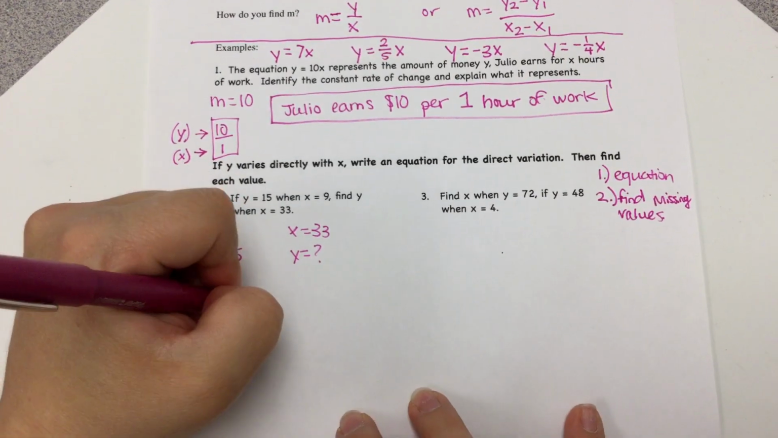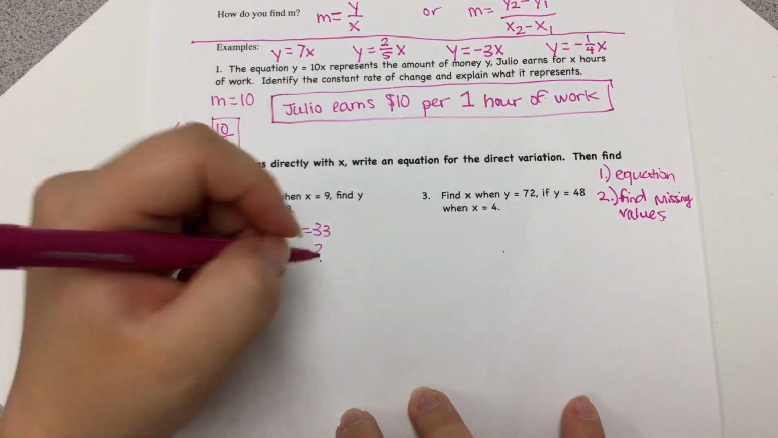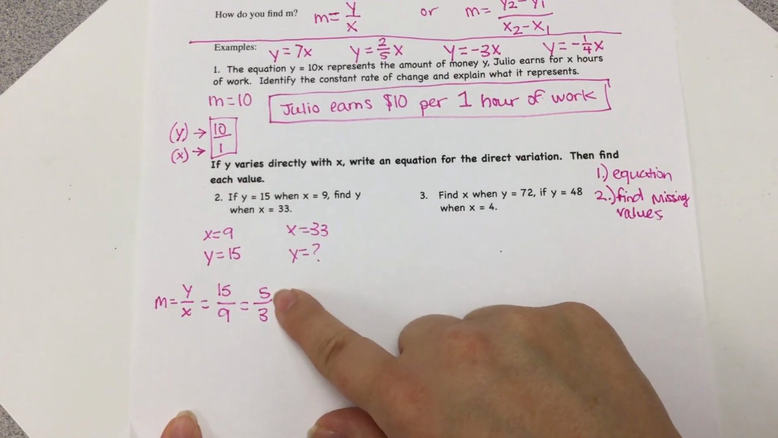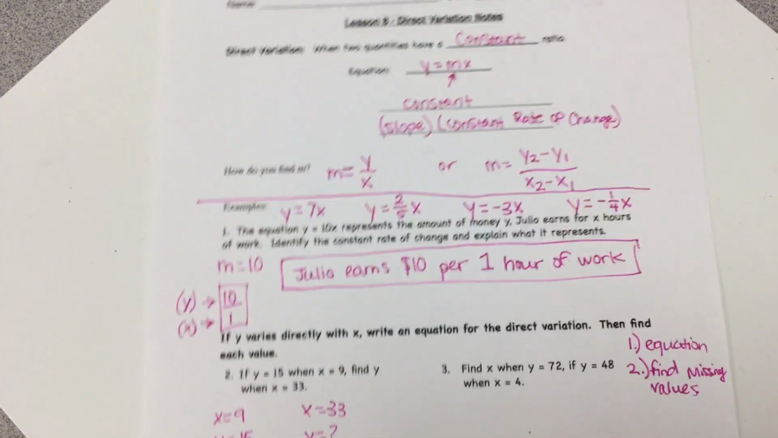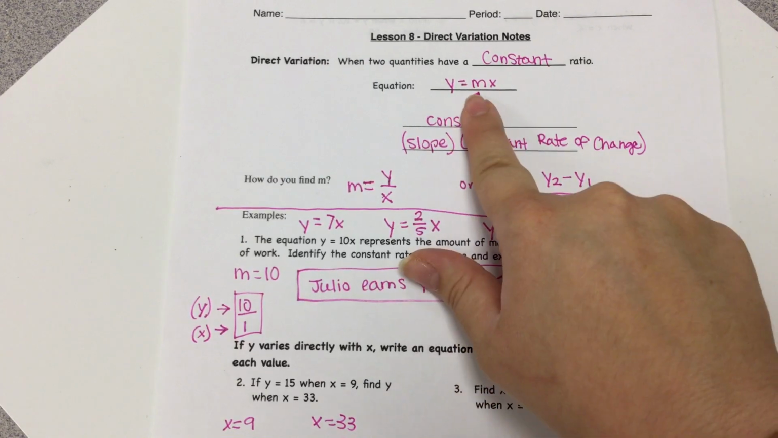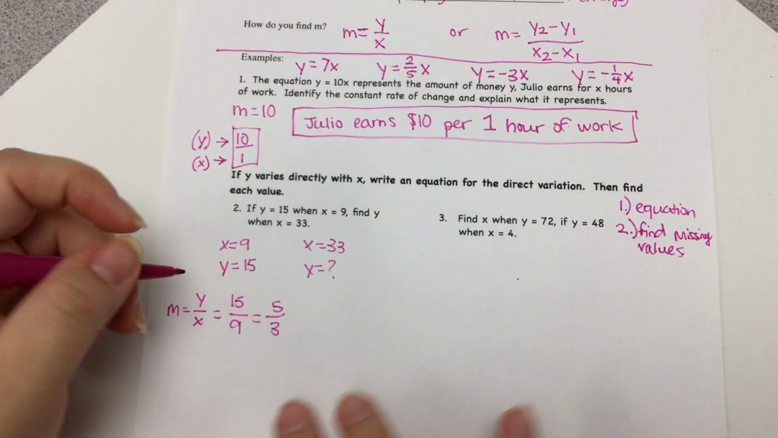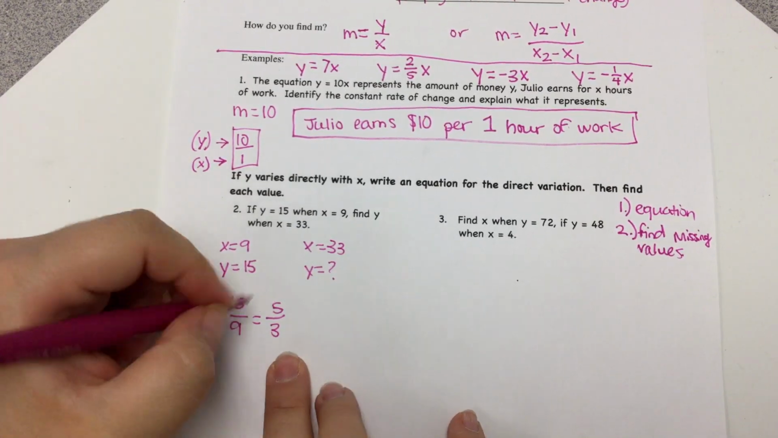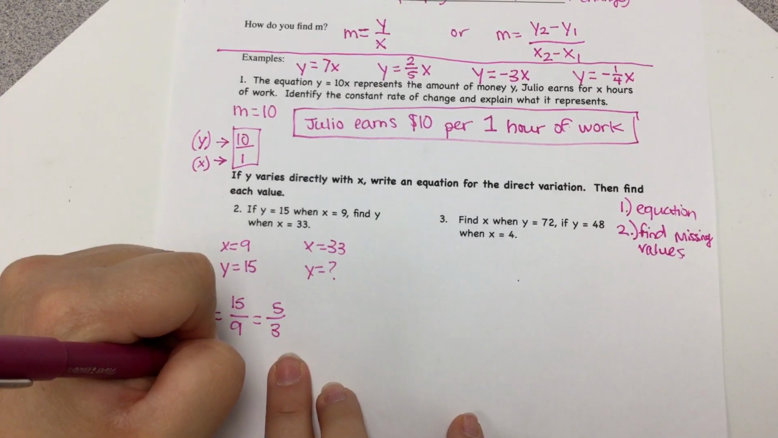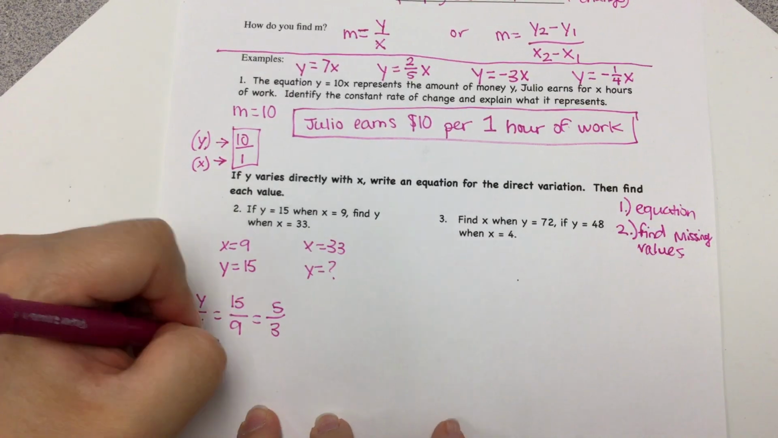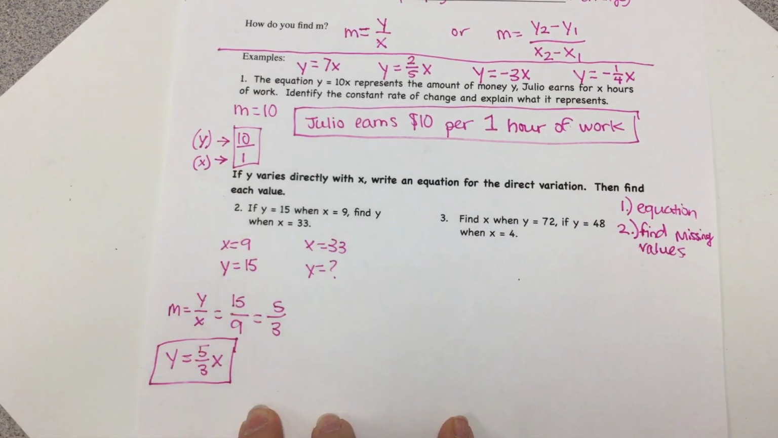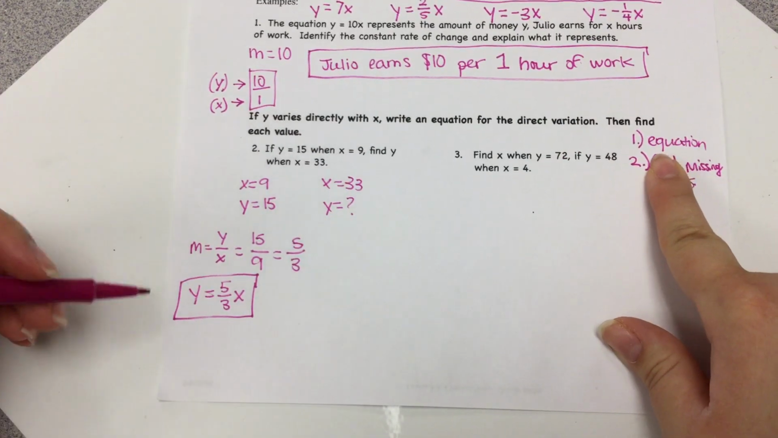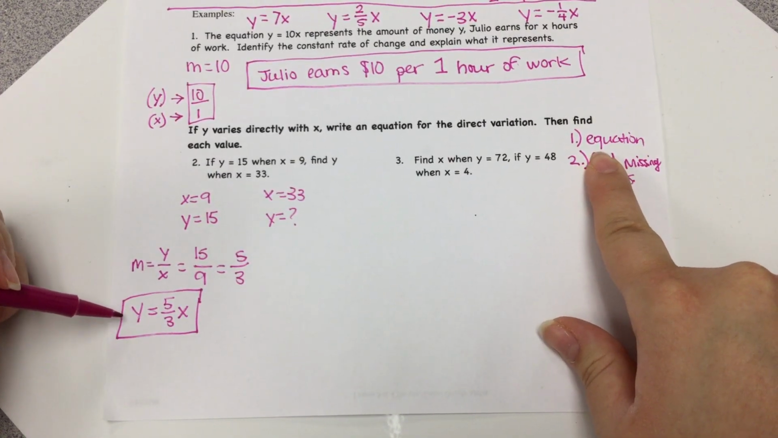Okay, now I can actually go ahead and simplify this down because they're both divisible by 3, which means my slope is 5 over 3. Now I can go through and write my direct variation equation by saying y equals m, which is really 5/3, times x. And I right there have an equation.